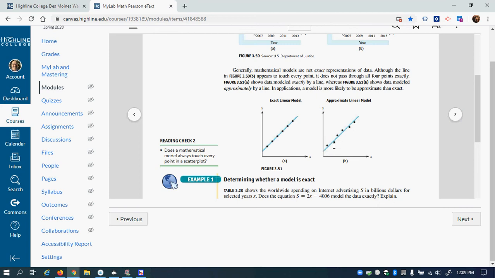But notice when they do draw a line, they have 1, 2, 3 points below the line and 1, 2, 3 above the line. That's kind of the way you want to do it: when you draw a line of best fit, you draw the line so that you have the same number of points above the line as well as below the line to make your best line.